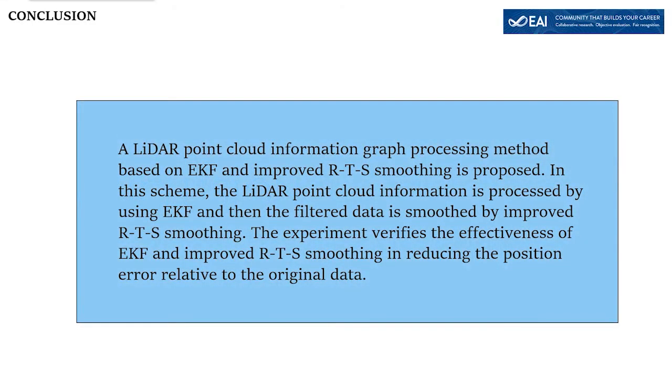Last part, conclusion. A lidar point cloud information processing method based on extended Kalman filter and improved RTS smoothing is proposed. In this method, the lidar point cloud information is processed by using extended Kalman filter, and then the filtered data is smoothed by improved RTS smoothing. The experiment verified the effectiveness of extended Kalman filter and improved RTS smoothing in reducing the position error relative to the original data.